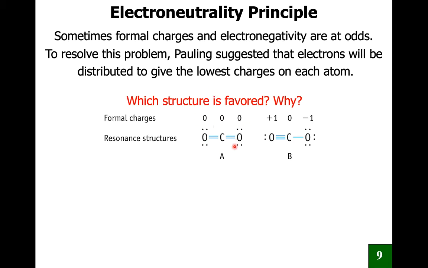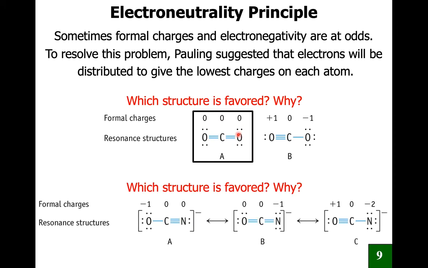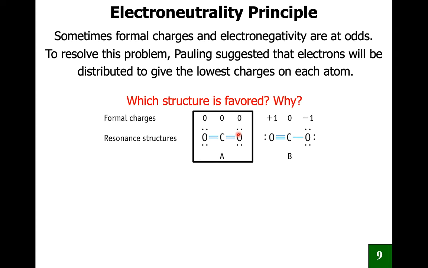Let's see why this structure actually ends up being better. It's better, according to this electroneutrality rule, because if there's any way that we can manage it, we try not to have charges on the atoms. This has no charge on any of the atoms, whereas this one is having a positive charge on one oxygen and a negative charge on the other one.